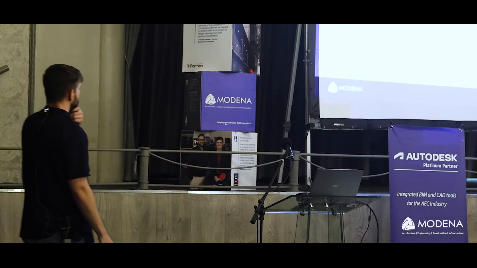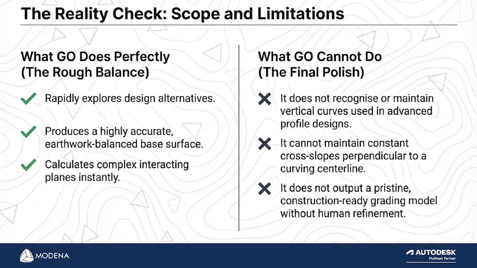So as we go into the balancing of this, as it goes through rapid exploration of design alternatives, it does not allow us to do vertical curves in advanced profile designs. So it will not be able to manipulate any road corridors or any pipe network elements that you apply a vertical curve to. Because remember, we are still working with triangulation.